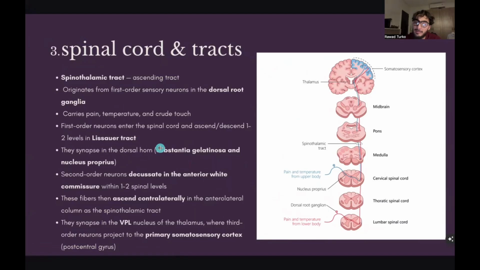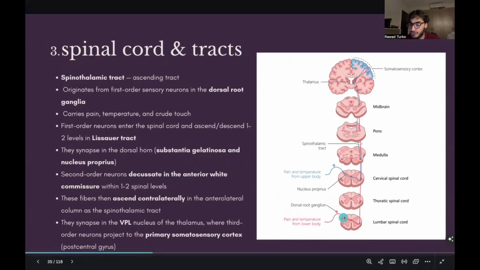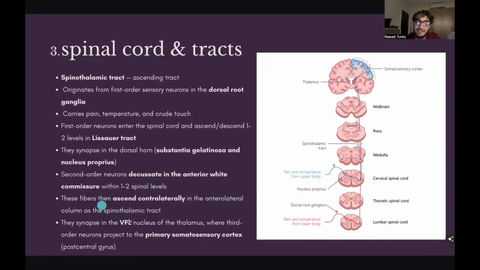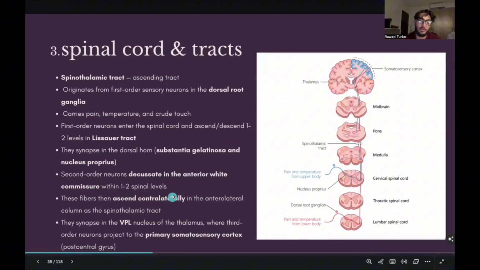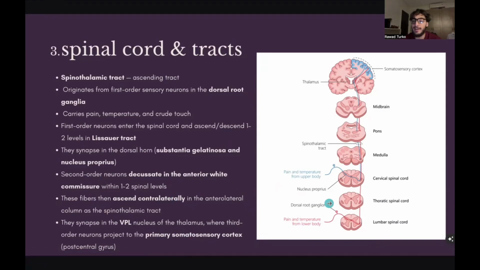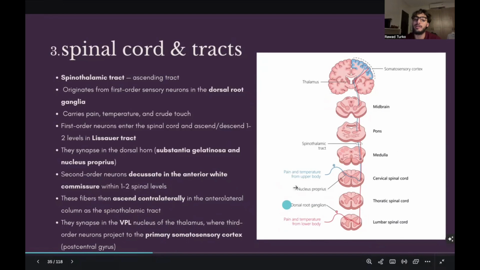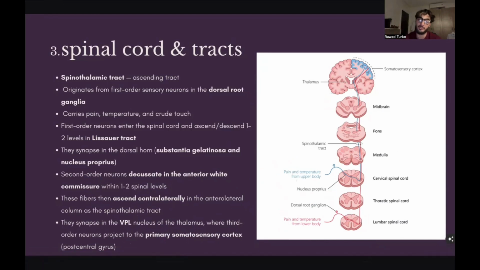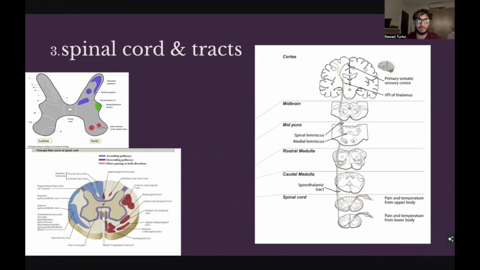Okay, so again, they synapse in the dorsal horn, and then the second order neurons decussate in the anterior white commissure within one or two spinal levels of where they enter. So again, they enter, they synapse, and then they cross over in the anterior white commissure. And then they ascend contralaterally in the anterolateral column as the spinothalamic tract. And then they synapse again in the ventral posterior lateral nucleus of the thalamus, where the third order neurons project, again same thing, to the primary somatosensory cortex. So that's the main difference here.